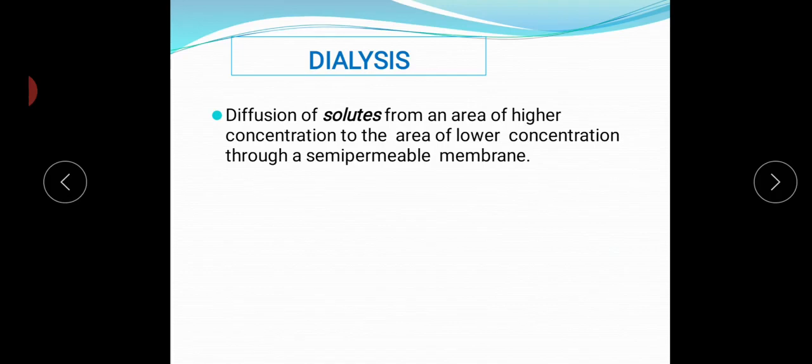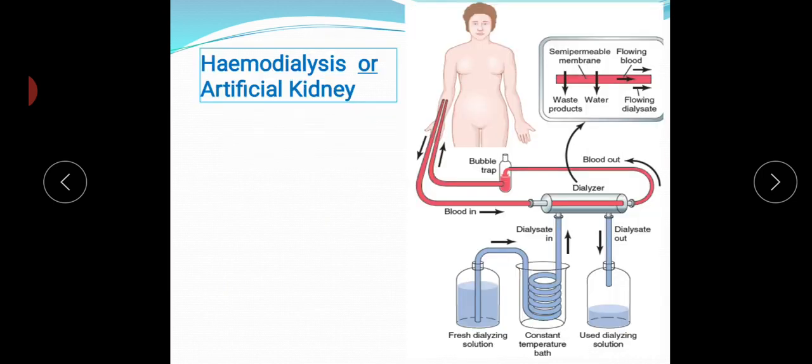Now coming to one most important term, that is dialysis. You have heard this term dialysis. Dialysis means there is a diffusion of solutes from an area of higher concentration to an area of lower concentration through a semi-permeable membrane. Dialysis may be of two types: hemodialysis and peritoneal dialysis. But as far as renal failure patients are concerned, hemodialysis is most commonly used.